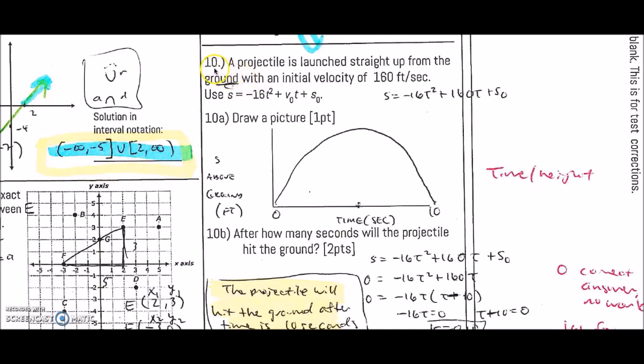All right. Number 10, a projectile is launched straight up from the ground with initial velocity of 150 feet per second. Use s equals negative 16t squared plus initial velocity v sub 0 times t plus s sub 0. So I give you the equation. All you had to do was 10a, draw a picture.